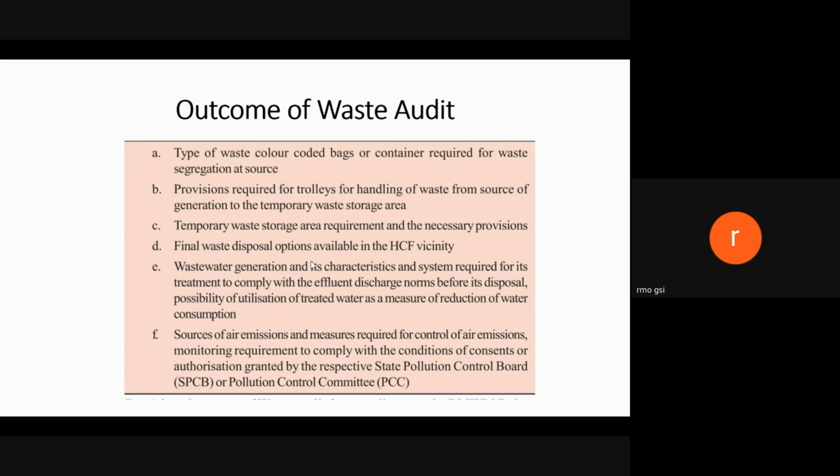Wastewater generation and its characteristics, and the system required for its treatment to comply with the effluent treatment discharge norms, which are given in the biomedical waste treatment facility rules: the COD, BOD, and pH level after the treatment. After the requirement is met, you can drain your treated water from the ETP or STP into the common municipal drain.